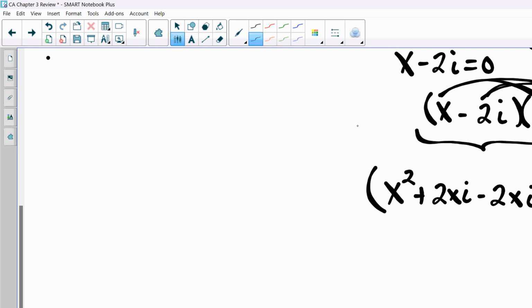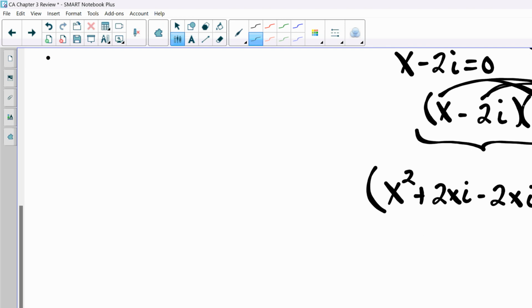We'll do the same thing with the next set. x times x would be x squared. x times square root of 3 is going to be plus square root of 3x. Negative square root of 3 times x is negative square root of 3x. And negative square root of 3 times square root of 3 is negative 3.